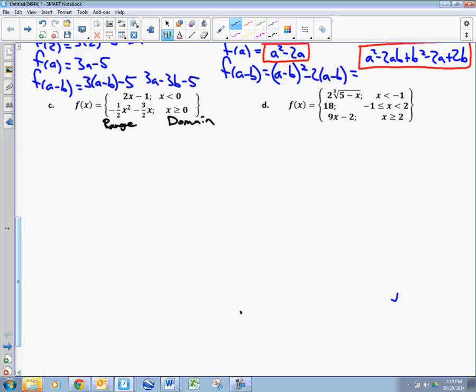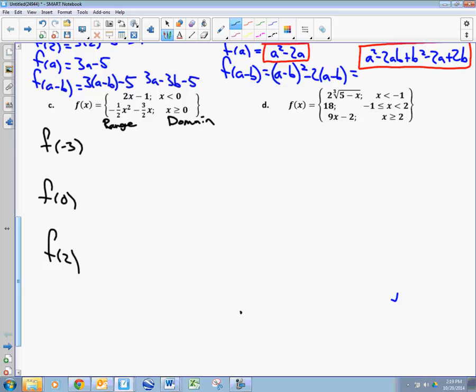So given a domain less than 0, I use the top one. Given a domain greater than or equal to 0, I use the bottom one. So f of -3, f of 0, and f of 2. I want to evaluate those three.